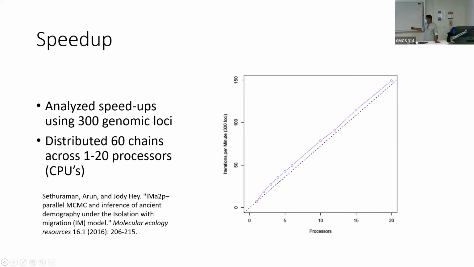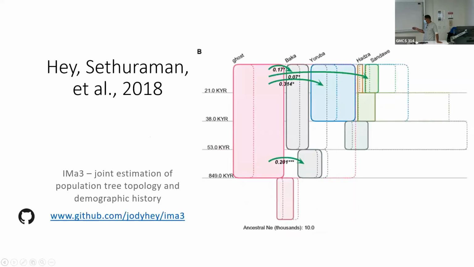You can clearly see the more processors you throw at it, the more iterations the algorithm does, which is pretty cool. This was published a few years ago. So then I wanted to see, hey, can we actually estimate population structure across the Hadza, the Sandawe, and Baka and Yoruba populations? And here's what we found.